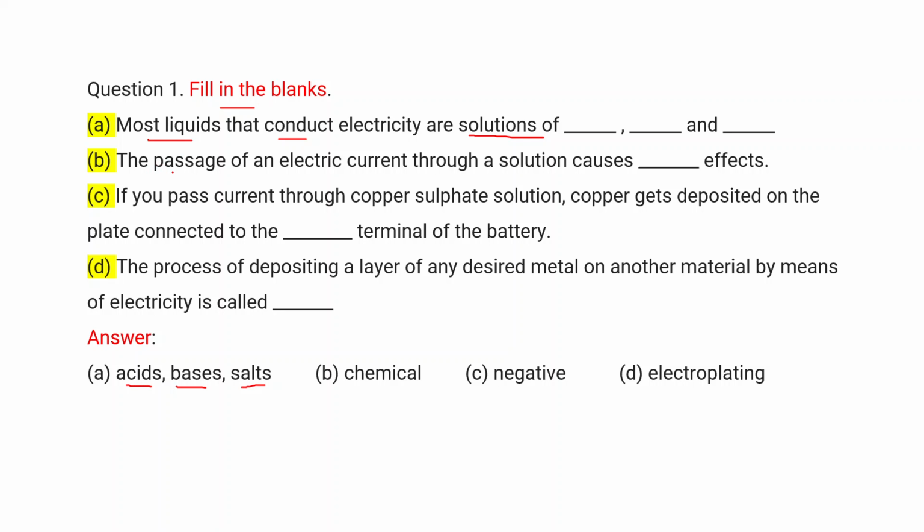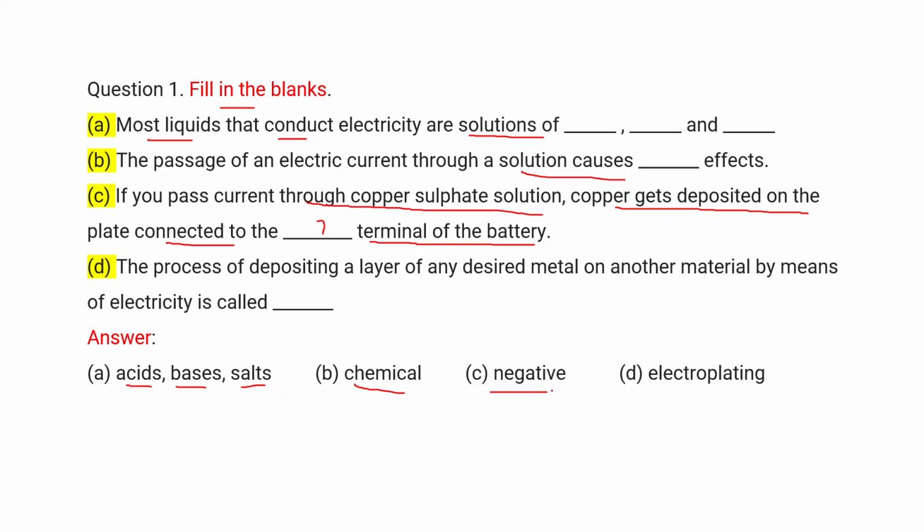Second, the passage of an electric current through a solution causes... When we pass the electric current through the solution, it causes chemical effects. If you pass current through copper sulfate solution, copper gets deposited on the plate connected to the... terminal of the battery. Answer is negative terminal of the battery.